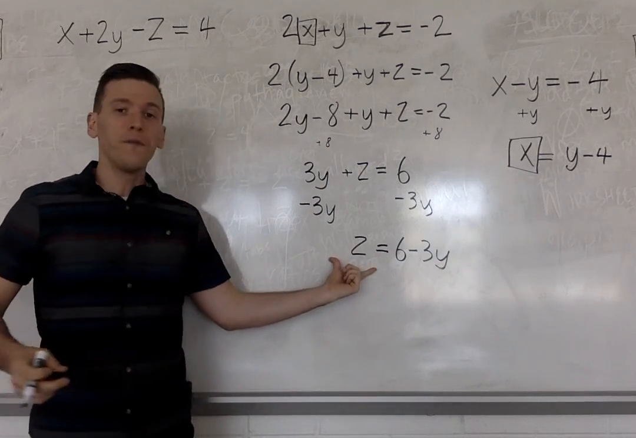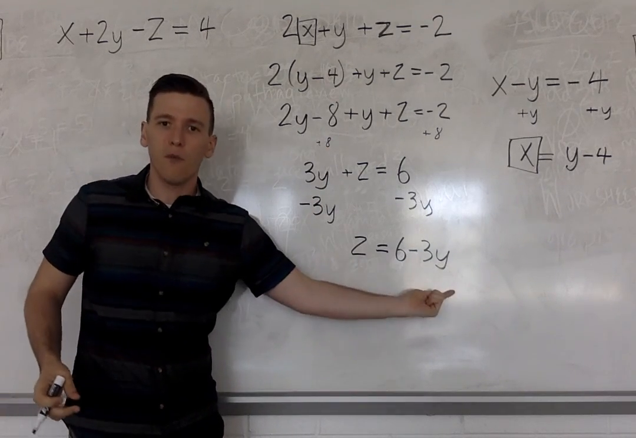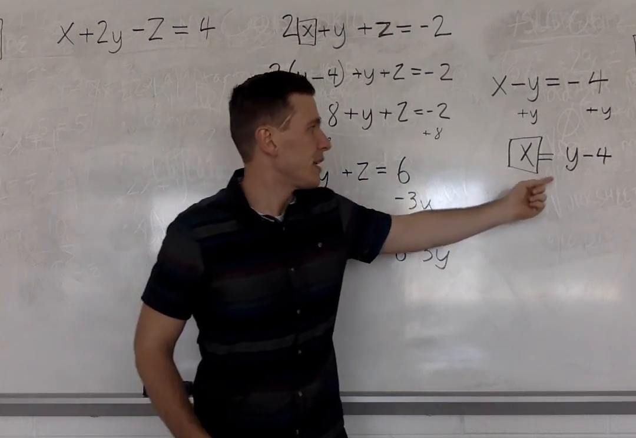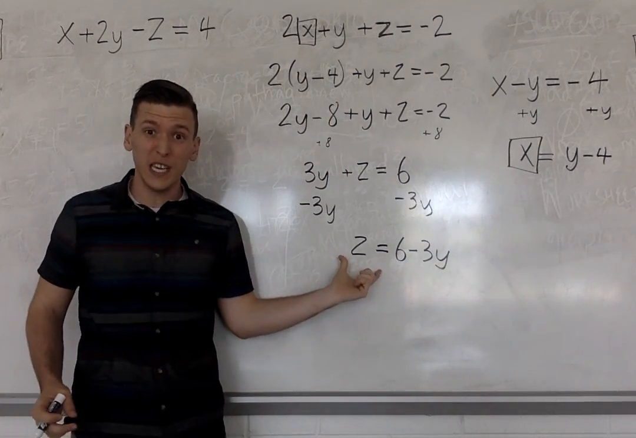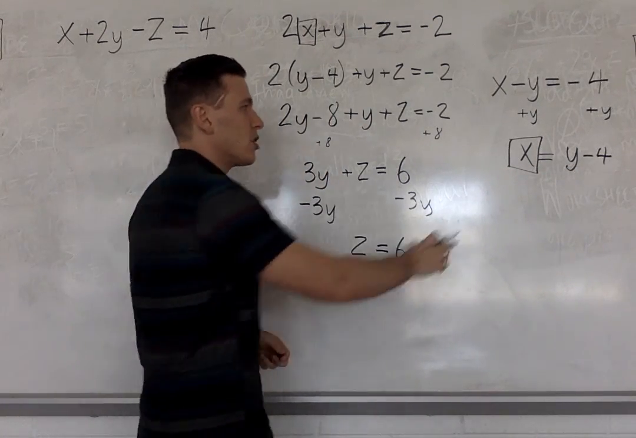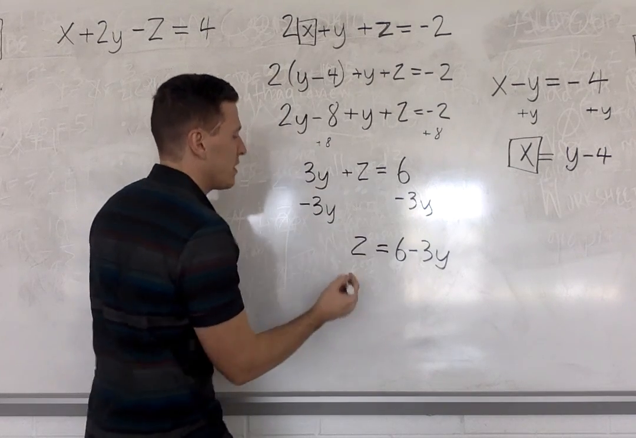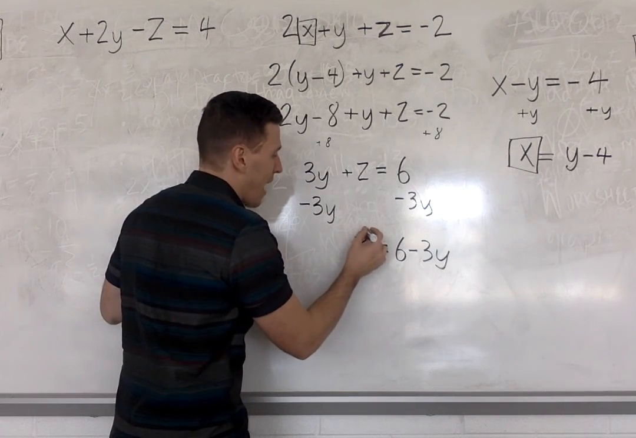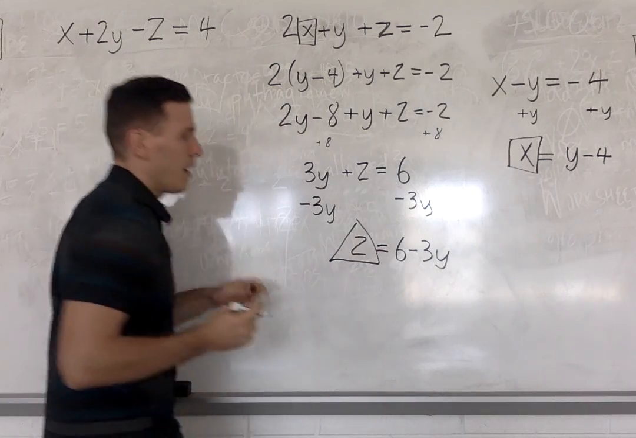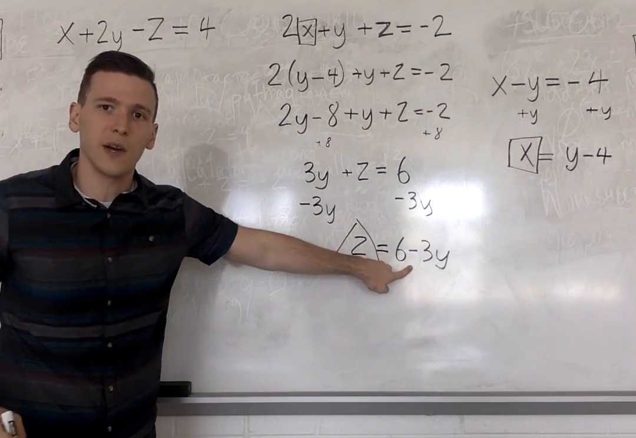Again, I've solved for z in terms of y. So over here I solved for x in terms of y. Now I've solved for z in terms of y, which means that just like this x can now be replaced, now anytime I see a z, I can replace it with this entire expression.